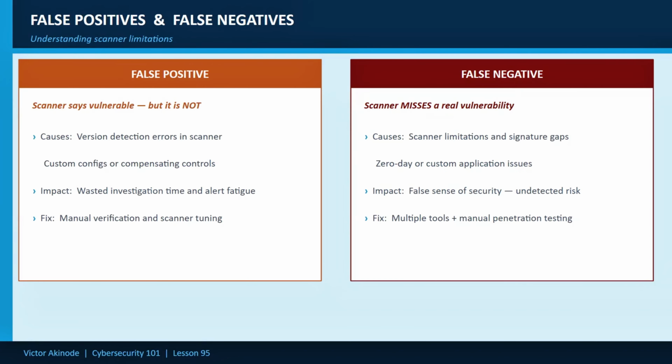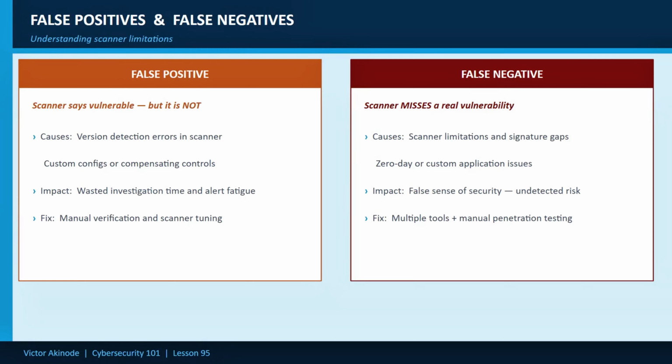False negatives are more dangerous. This is when the scanner fails to detect actual vulnerabilities. Common causes include scanner limitations, where the scanner simply doesn't have checks for every possible vulnerability. Another one is zero-day vulnerabilities that no one knows about yet. Lastly, custom applications that scanners can't understand.